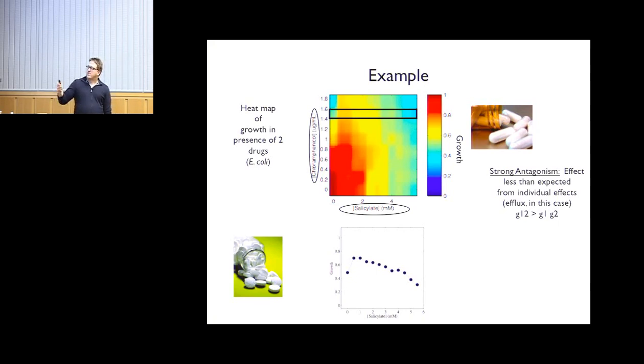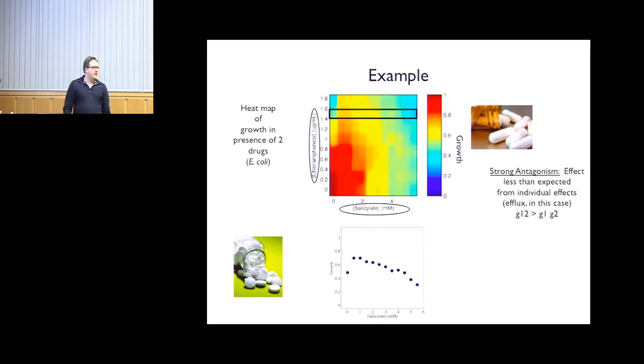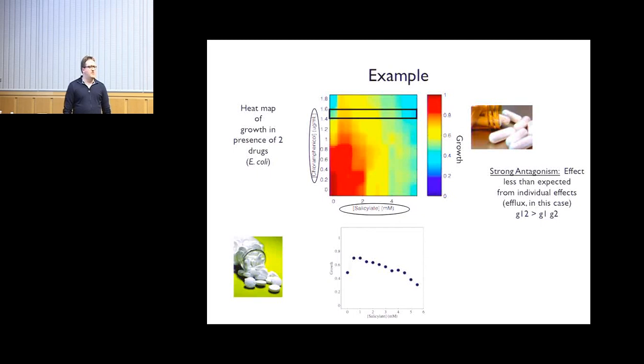In this case, the reason this happens is salicylate causes an upregulation of efflux pumps in E. coli. Efflux pumps sort of indiscriminately pump out a lot of different small molecules, including chloramphenicol. So if your concentration of chloramphenicol when you start is sufficiently toxic, then adding something that is also toxic but allows you to get rid of toxic substance one is actually beneficial. Okay? So again, this is a particular case that's well understood.